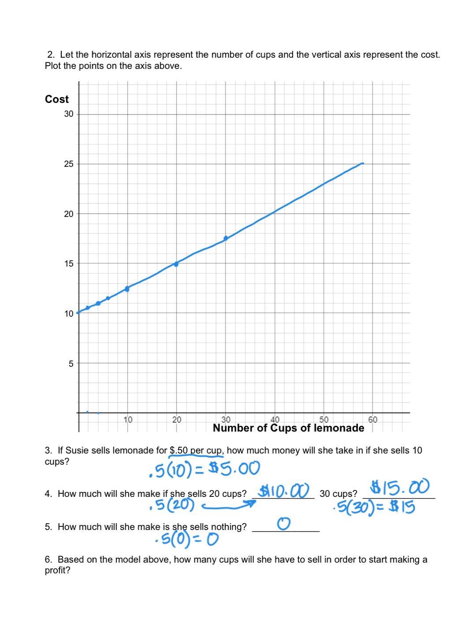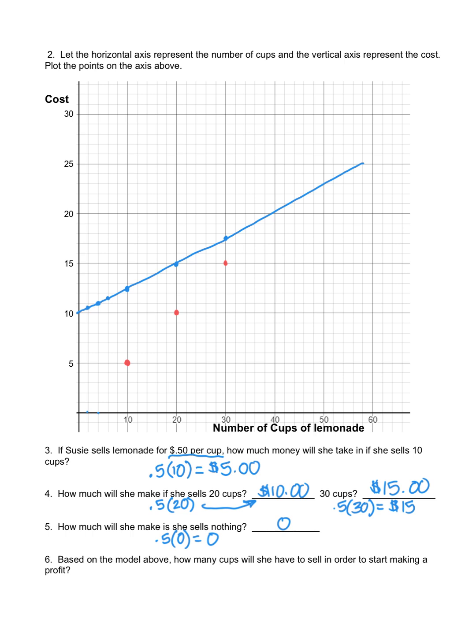Well, according to here, let's go ahead and graph her profit right here. So if she were to sell it for 50 cents per cup and she were to sell 10 cups of lemonade, how much will she make? Well, she will make $5. So let's go to 10 on the horizontal axis, go up to 5 for $5. If she were to sell 20 cups of lemonade, let's go to 20 and go up to $10. If she were to sell 30 cups of lemonade, let's go to 30 and go up to $15.